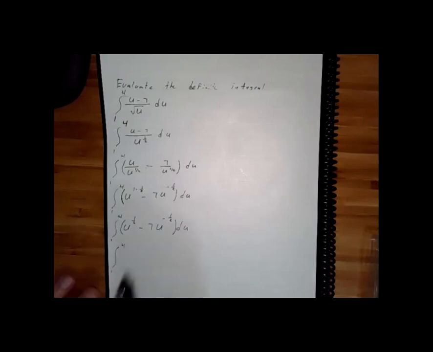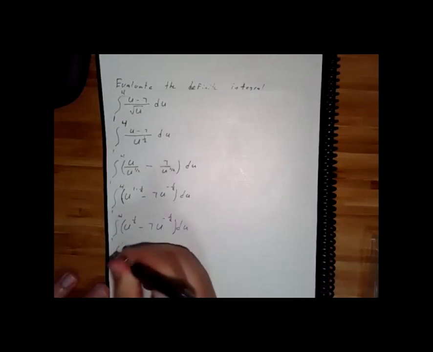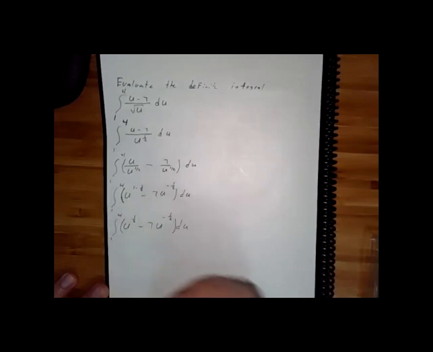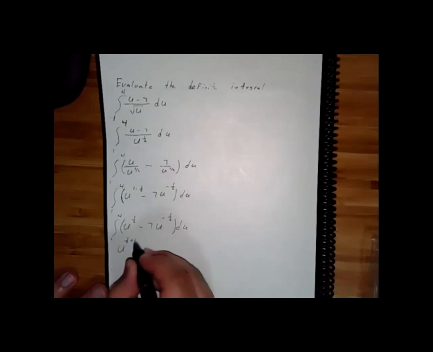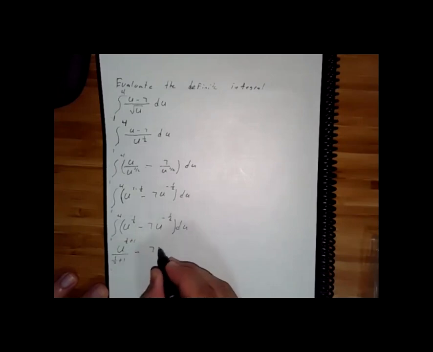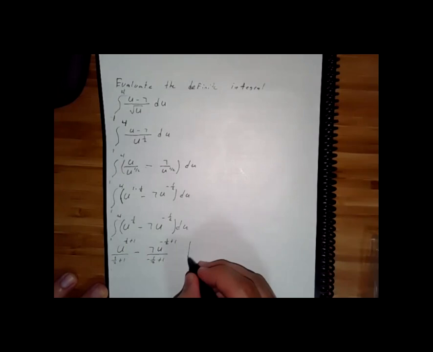So at this point, do the integration. All these steps before, we were just setting up the problem, right? So now they're straight up power rules. So this will be u to the 1/2 plus 1 over 1/2 plus 1, minus 7 u to the negative 1/2 plus 1 over negative 1/2 plus 1, from 1 to 4.